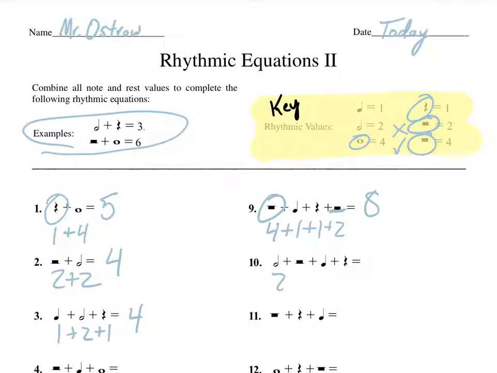4, 5, 6, 7, 8. Here's a half note on number 10, plus, and there's our half rest or whole rest. That's right, it's our half rest. Plus 1, plus 1. There's our quarter rest. So 2, 4, 5, 6, and I'm going to do one more. That's going to be 4 plus 1 plus 1. So that'll be 6.